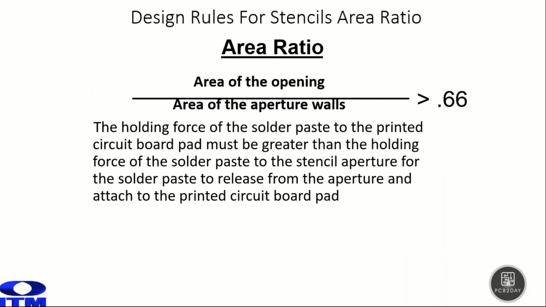The other rule that we have is what we call the area ratio rule, and this is the one that we stick by. Again, this all goes into stencil design, which you guys are probably involved in. The idea here is that we're looking at the holding force of the solder paste to the pad. When we talk about transfer efficiency, the holding force of the paste to the pad has to be greater than the holding force of the paste to the stencil aperture walls. Otherwise, it's not going to release. So we calculate the area of the opening of the aperture, and we divide that by the area of the aperture walls. If it's greater than 0.66, we meet the standard for the area ratio.